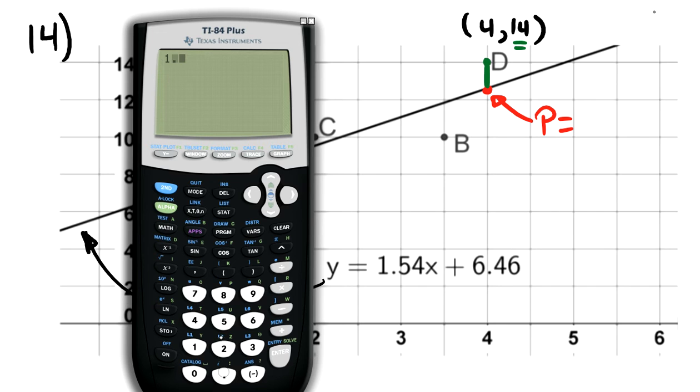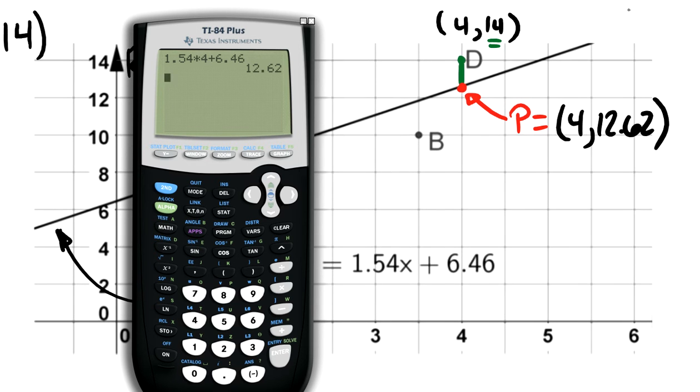So I'm going to take 1.54 times my x value of 4, right? That's the x value at point D, and I'm going to add to that 6.46. So here's my predicted value. When x is the number 4, my linear model, which is a function, predicts that I should get 12.62. So that's my predicted value, 12.62. And I know the actual value for that data point is 14.